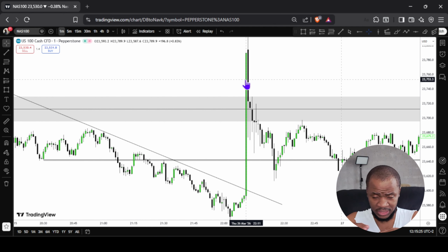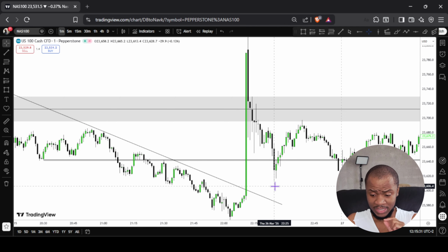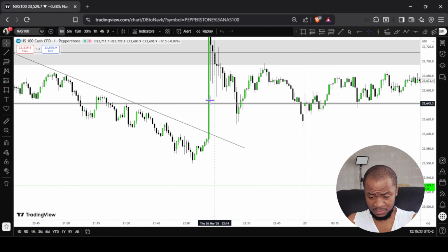And I was like, I'm definitely not going to trade this spike. I'm not going to take a trade here going upward. So now what am I supposed to do? I have to wait for the market to come back into this fair value gap over here. When the market comes back to this fair value gap, that's when I can think about entering this trade.